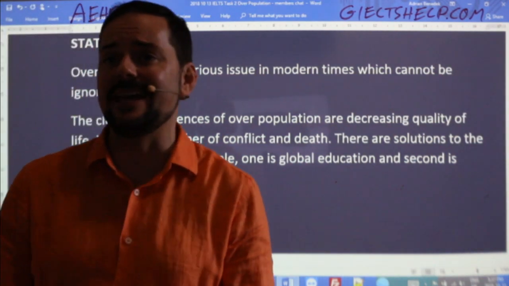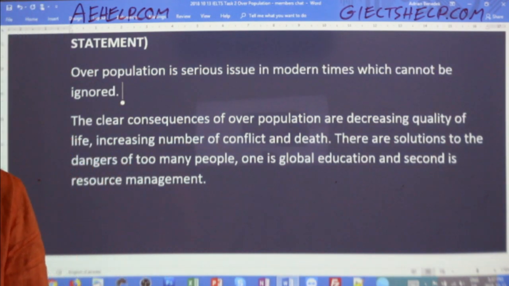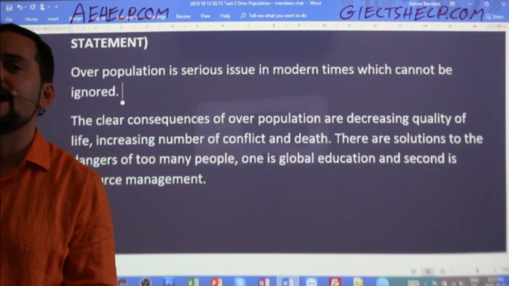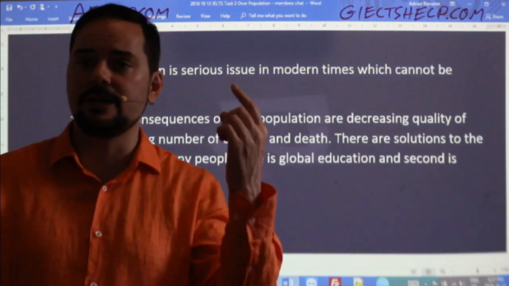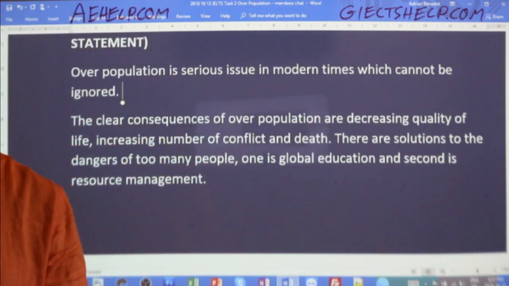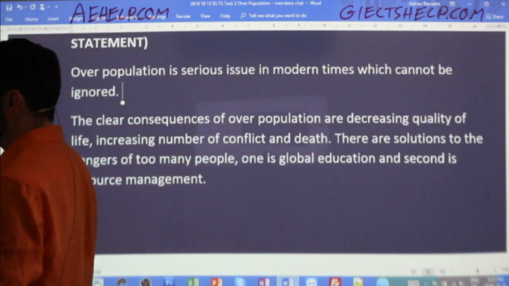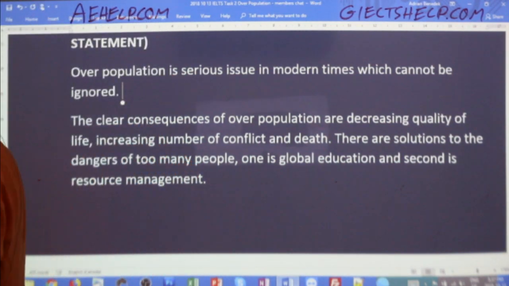So since the 18th century, some experts had, okay, it's a past perfect tense here, had predicted that overpopulation would affect society or would have serious effects on society. Okay, and then here we can get into the background.